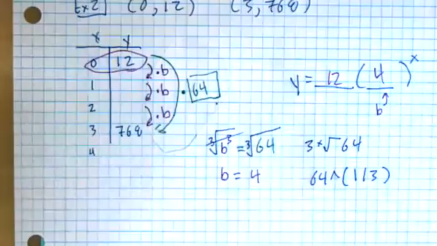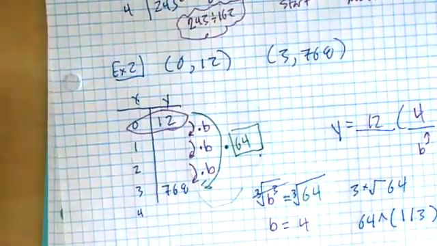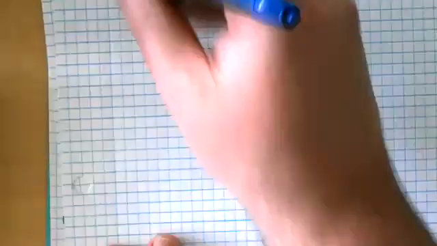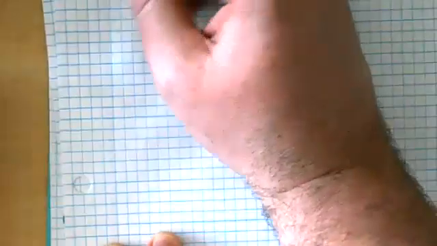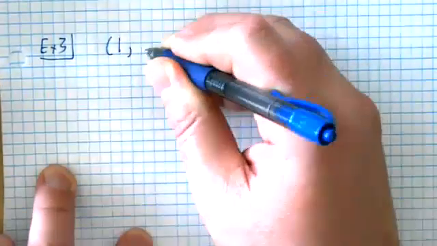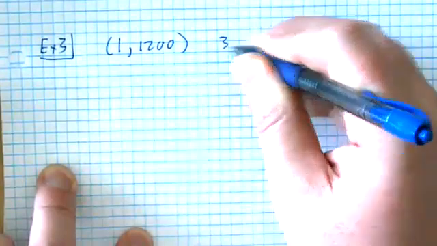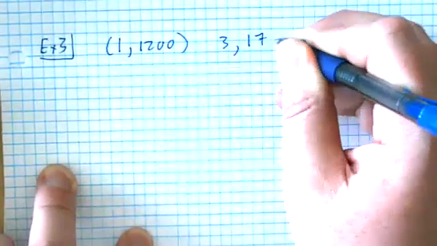All right, I got one more for you guys. One more I'd like you to do. This one's going to be the most challenging yet, but I believe in you. You guys got this. All right, our 2 points this time around are (1, 1200) and (3, 1728).